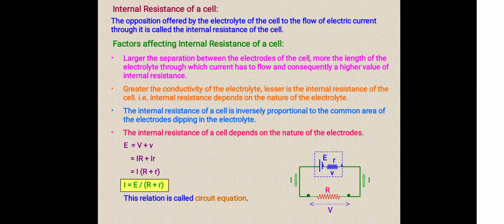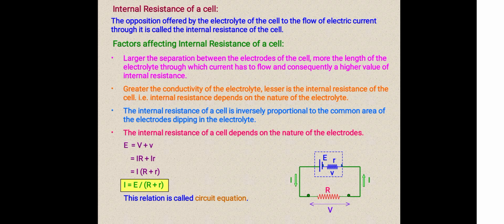Look, this is the circuit, and let us consider a cell of EMF E and internal resistance r connected to an external resistance R, as shown in the figure. Suppose a constant current I flows through this circuit. From this circuit, by the definition of EMF, E equals the work done by the cell in carrying a unit charge along the closed circuit. So E equals V plus small v.